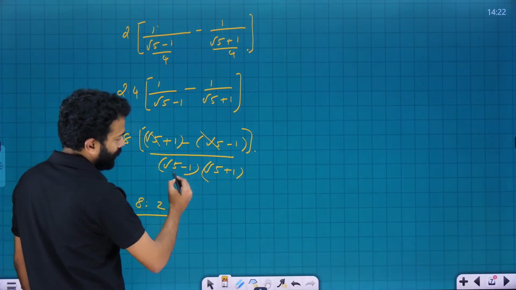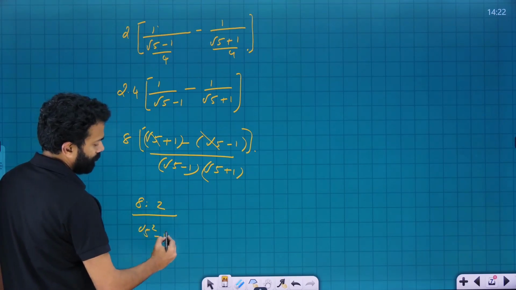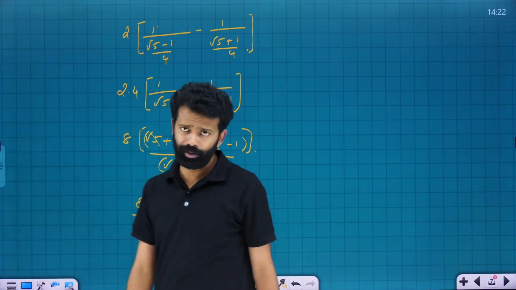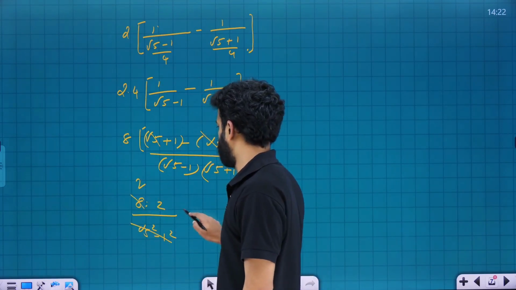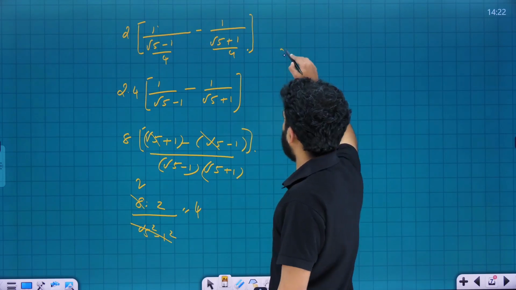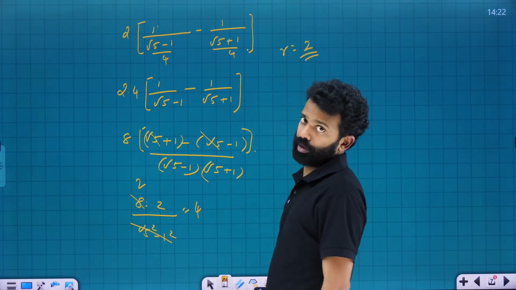divided by root 5 square minus 1 square. So what is root 5 square minus 1 square? 4, and that 4 and this 8 got cancelled and becomes 2, therefore it is equal to what? 4. Therefore R is equal to what? 4. You got the value of R.